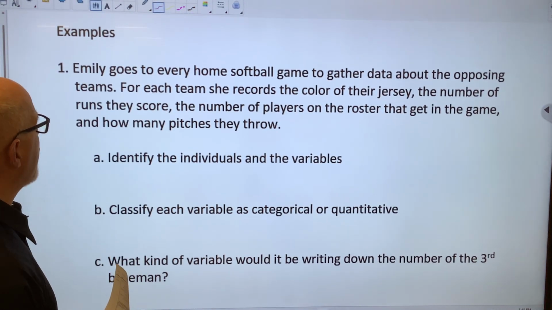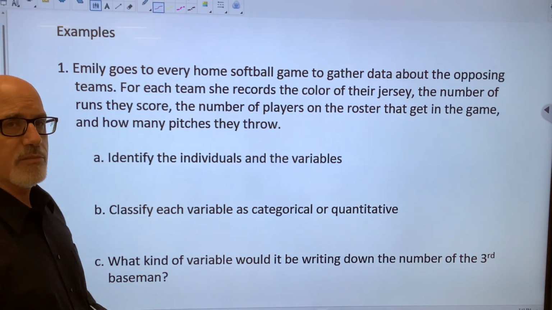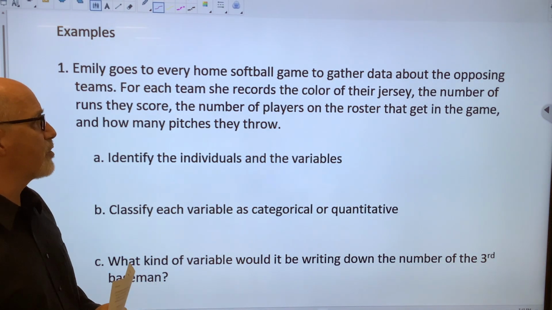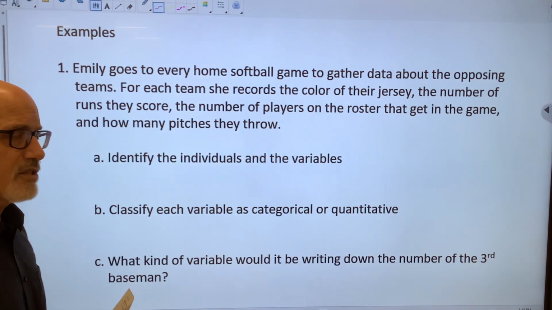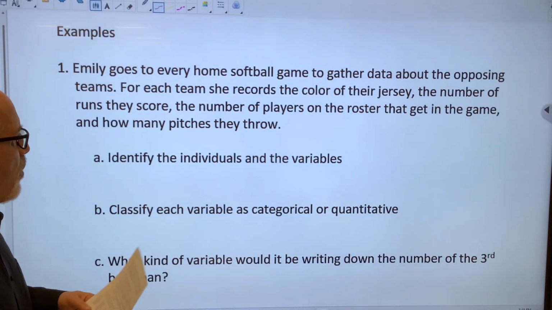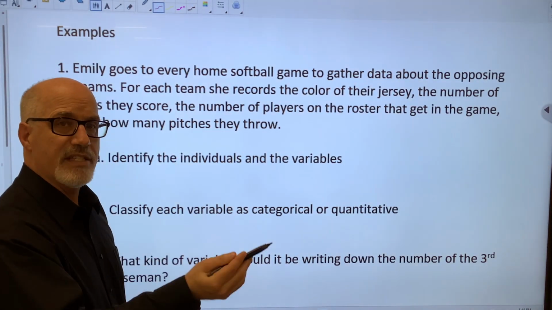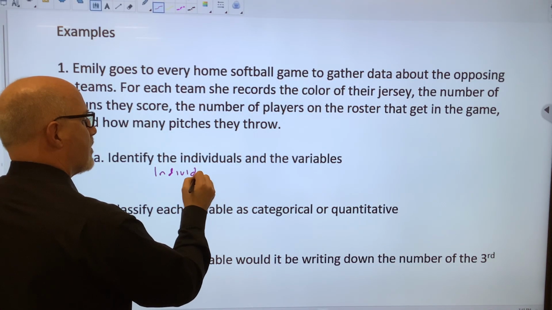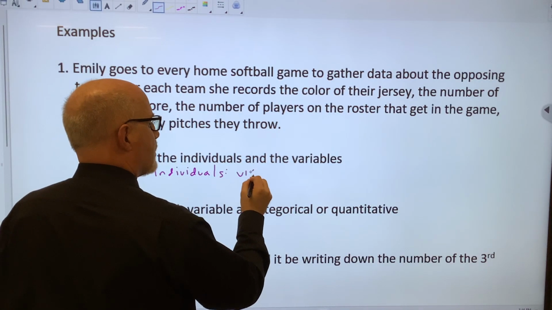So the first one is, Emily goes to every home softball game to gather data about the opposing teams. For each team, she records the color of their jersey, the number of runs they score, the number of players on their roster that get in the game, and how many pitches they throw. So now we've got several pieces of information. Let's first of all talk about who the individuals are in this. Well, the individuals are the teams that are visiting for the game. So individuals, that's who we're gathering the data on. Okay, visiting teams.